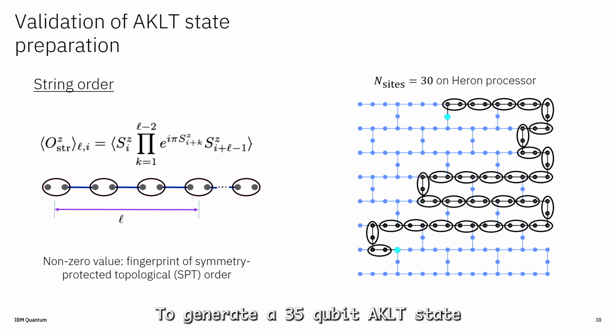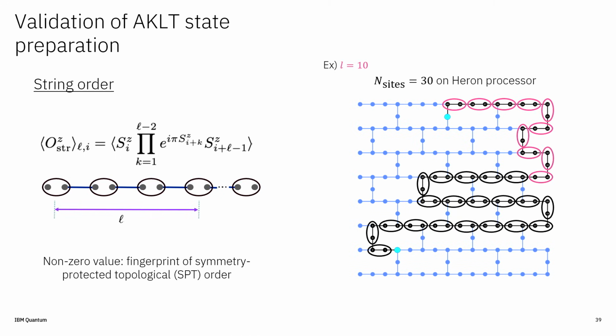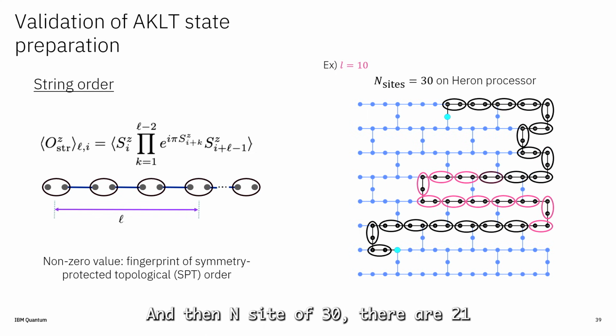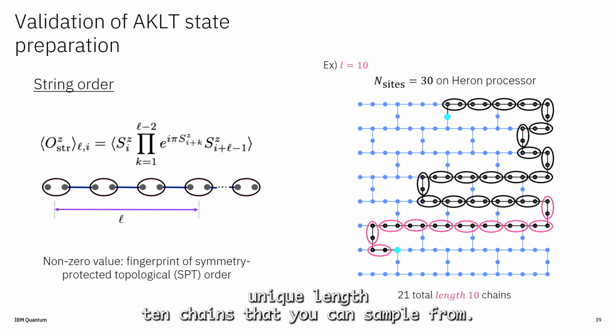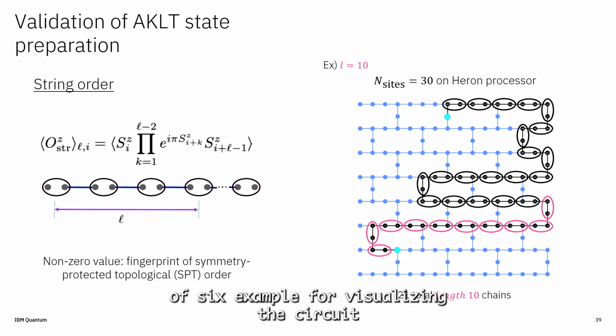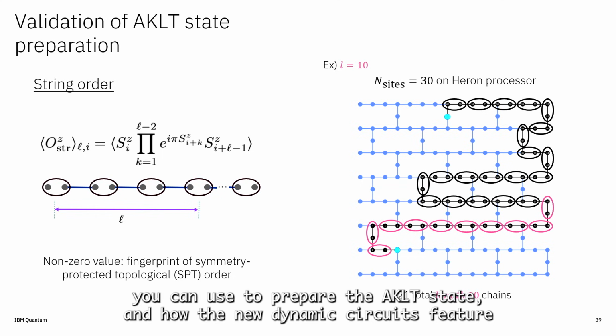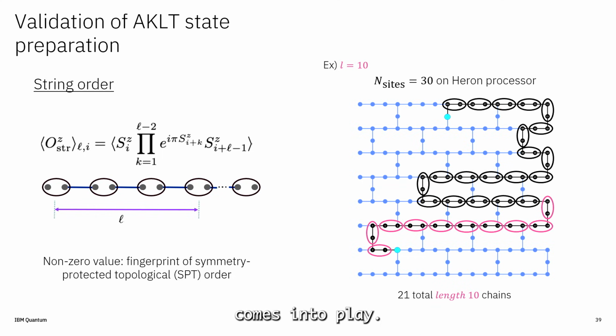To generate a 30-site AKLT state, we need 60 qubits with extra ancilla qubits. Let's pick length 10 string order as an example. On an n_site of 30, there are 21 unique length 10 chains that you can sample from. Throughout this talk, I will use an n_site of 6 example for visualizing the circuit while using n_site 30 data to describe different methods you can use to prepare the AKLT state and how the new dynamic circuits feature comes into play when optimizing circuit generations.